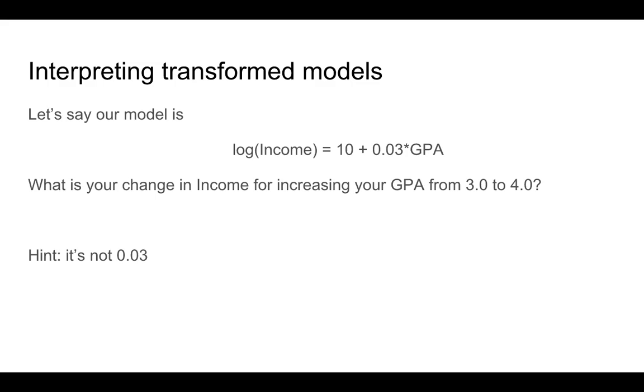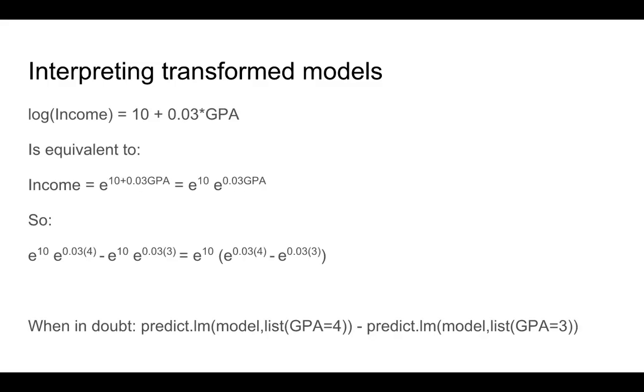For the sake of time, I'm not going to have you work it out on pen and paper because it's not very fun. Well, it's fun if you enjoy algebraic math. But you exponentiate both sides. So you get income, right? Because we take e to the something. That's called exponentiating.